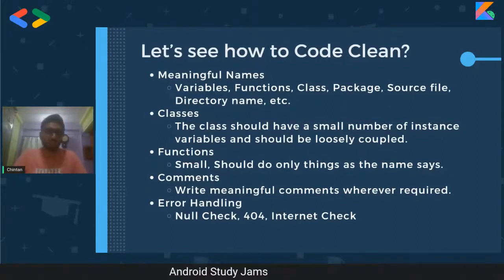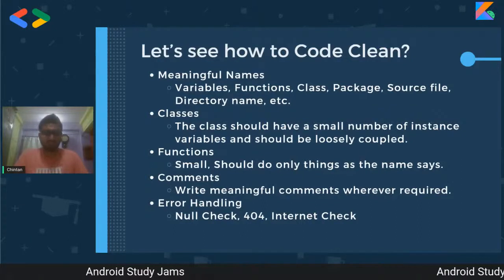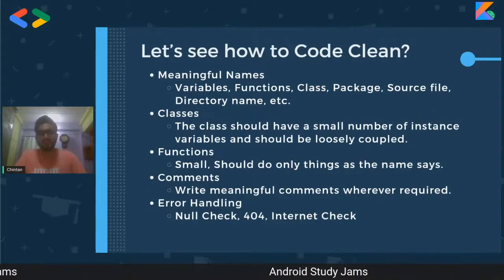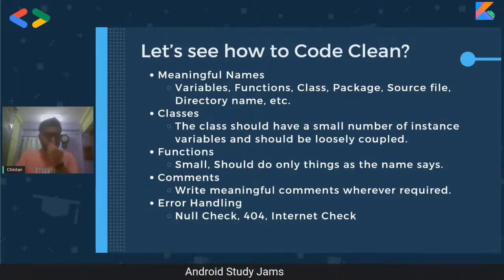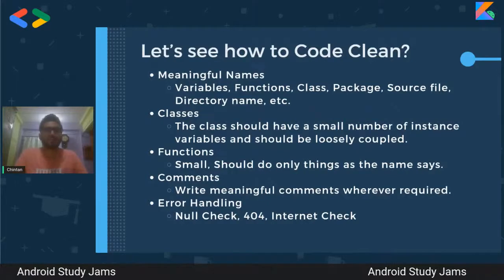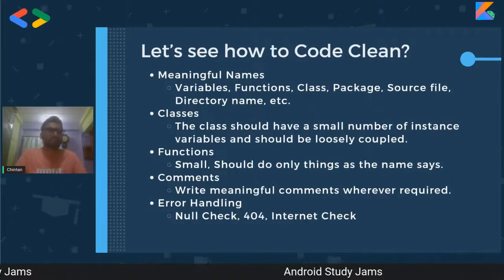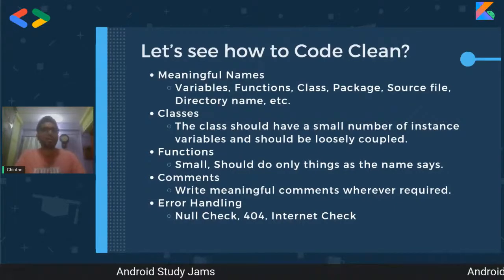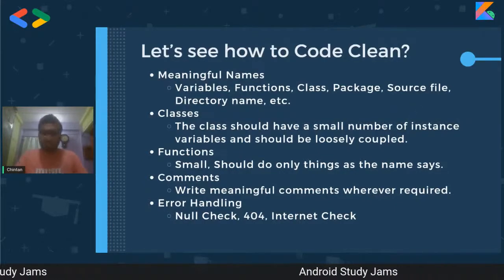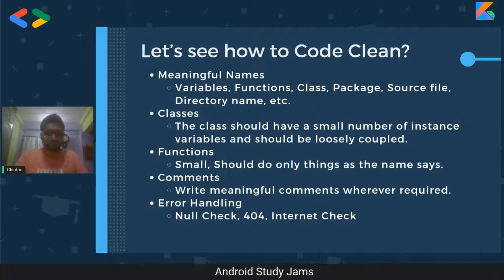So first is meaningful names. Whenever we are declaring some variables, we should name them after their job, or the things which they are doing. What happens generally when you define a variable? You simply define it like temp, or ABC, or string as string one, string two. That should not be happening while defining the variable. You should write a meaningful name.